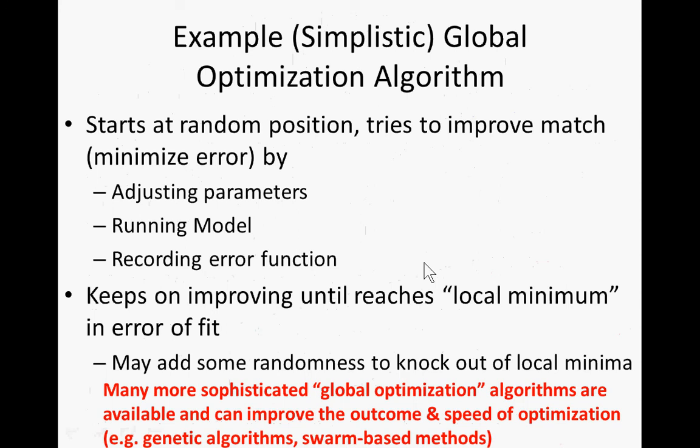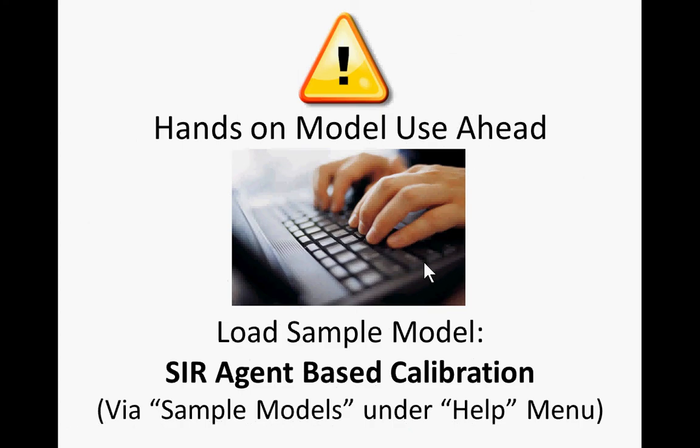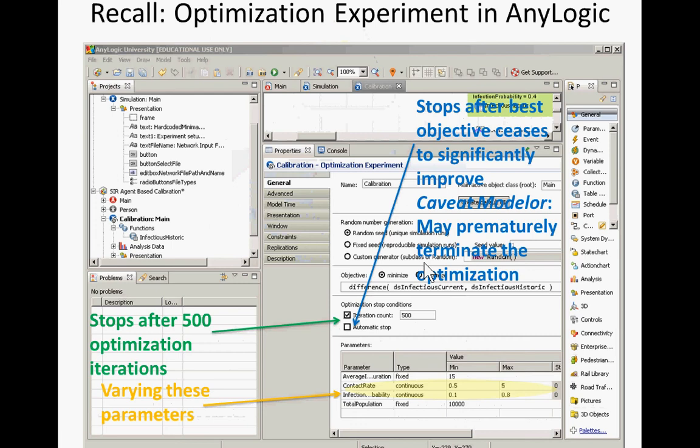For example, Vensim has a simple hill climbing type of algorithm, where it picks an initial point and gets to the highest point, and then it'll start again looking for a better one, which is really quite primitive by today's standards. Okay, so in these slides, I walk you through SIR agent-based calibration and how it does that.